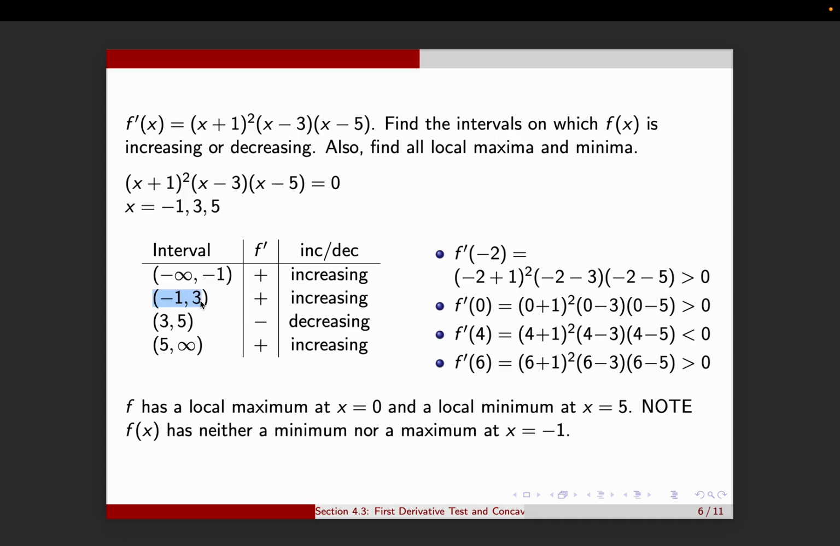Now between -1 and 3, I could pick any number I feel like: 0, a half, 1, 2. I picked 0. You plug 0 into the derivative up here. Something squared is not negative, so that's positive. This is negative. This is also negative. So positive, negative, negative is still positive. And so the function is still increasing when you cross that x equals -1 barrier. So the function was going up to the left of -1. It's still going up to the right of -1.